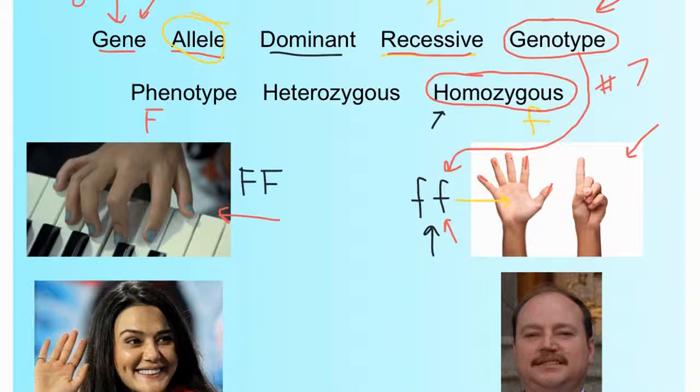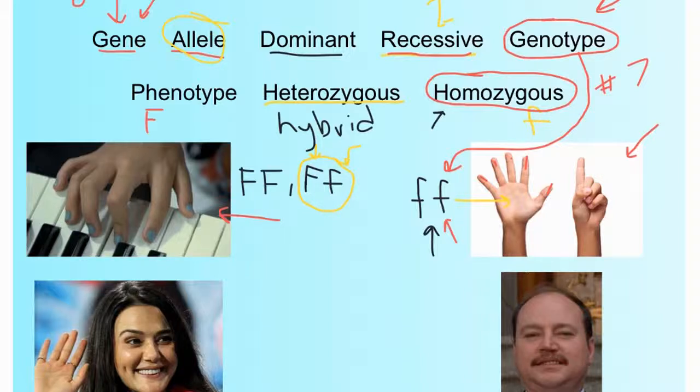Gives them 6 fingers. Now, the other possibility is you could have capital F, dominant allele, and 1 lowercase allele. So they got a capital dominant allele from one of their parents and they got a lowercase recessive allele from the other parent. Whenever you have two different alleles, a recessive and a dominant, that's called being heterozygous for the trait, or they also call it being hybrid. So heterozygous and hybrid mean the same thing.